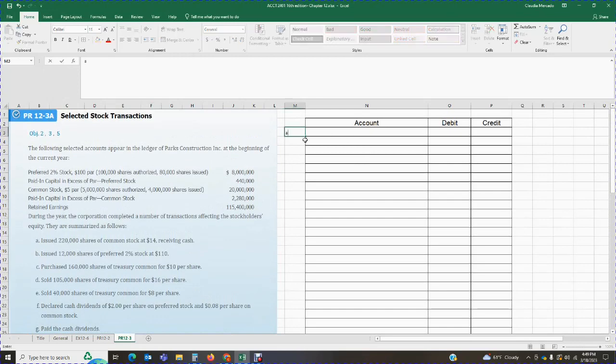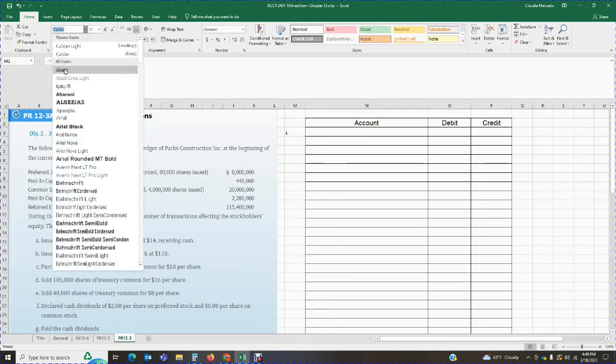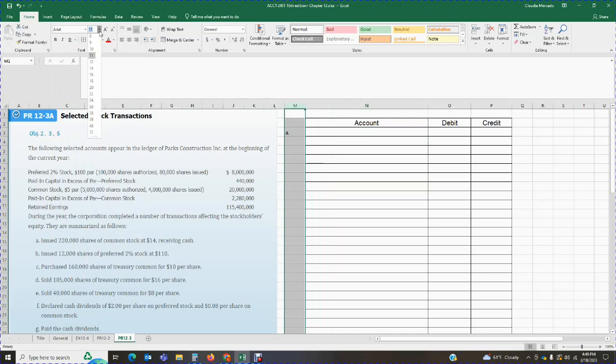So let's start with letter A. Let me just go ahead and format this Arial 16. Okay, so we're going to start off with letter A. It says we issued 220,000 shares of common stock at $14, receiving cash.